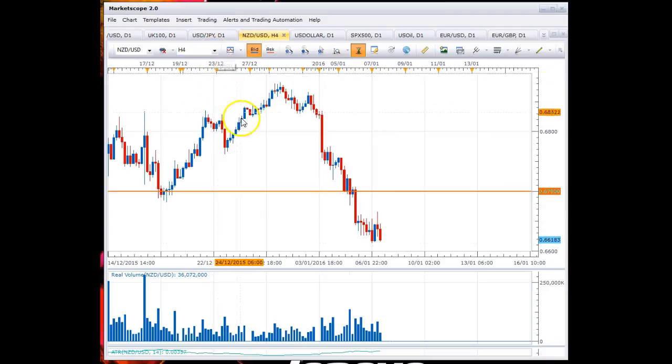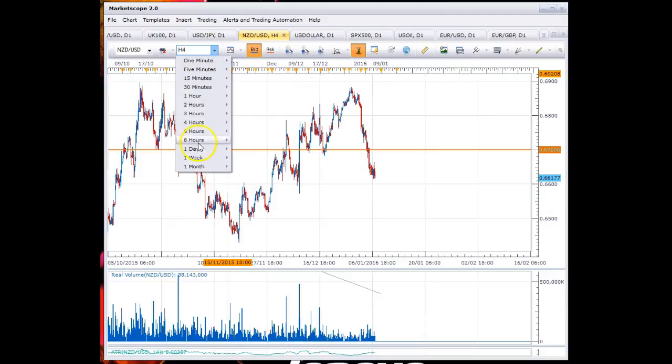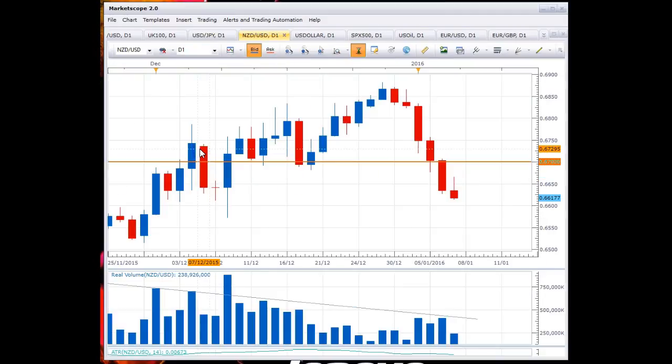So the question is, what is going on with the Kiwi? Well, certainly we have concerns. The last trading auction in Auckland was negative.